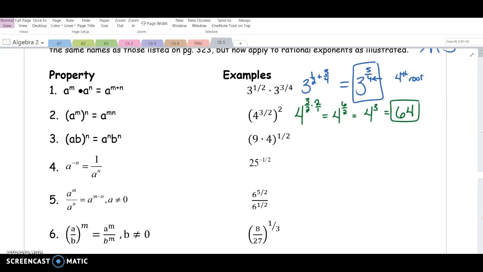The next one. We're actually going to be using this property backwards during our other examples. But if you have things that are being multiplied inside the parentheses, raised to an exponent on the outside of the parentheses, that exponent applies to both of the things inside the parentheses. So this becomes 9 to the 1/2 times 4 to the 1/2. Remember that an exponent of 1/2 is the same as a square root. So what is the square root of 9? And what's the square root of 4? And 3 times 2 is 6.